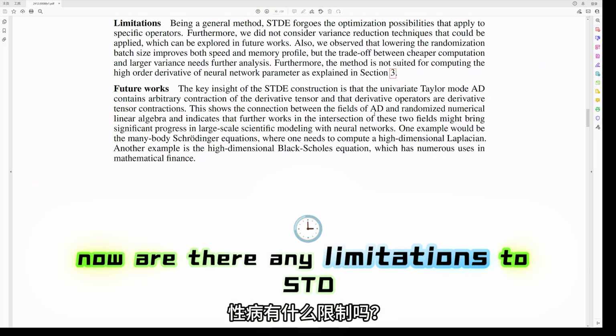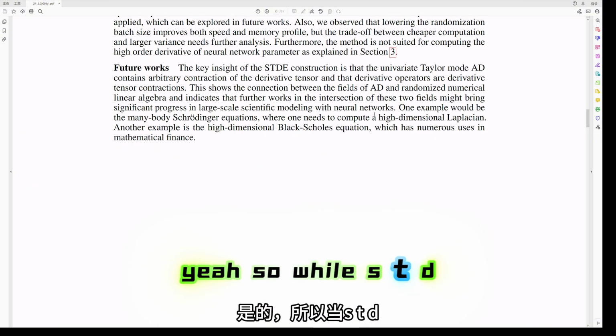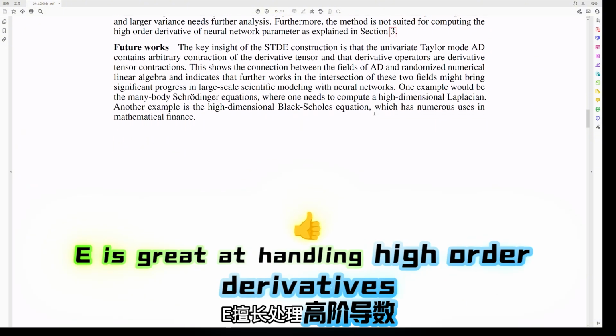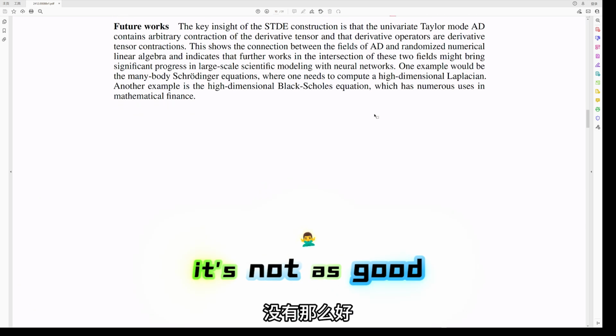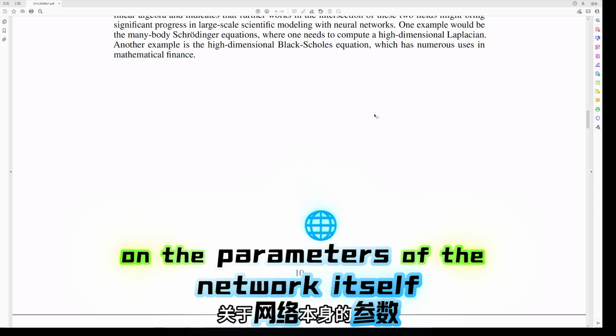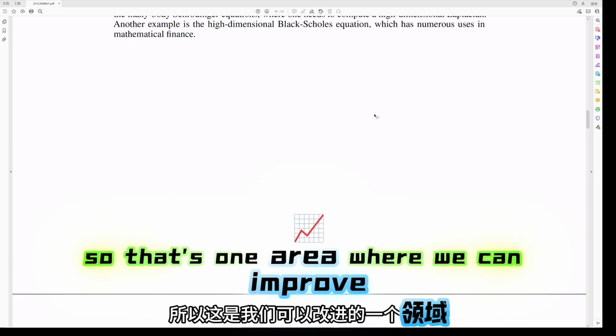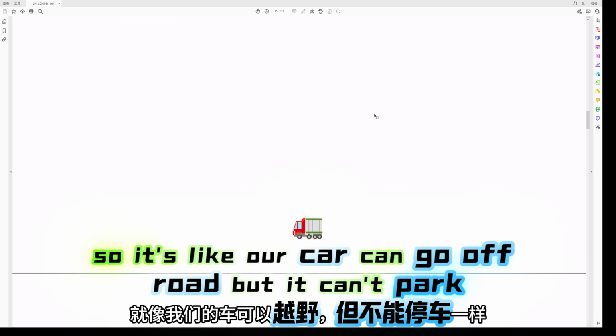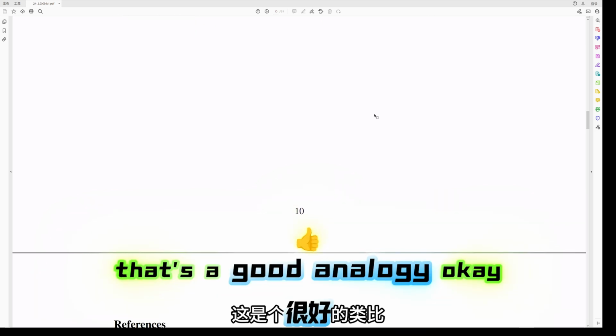Now, are there any limitations to STDE? While STDE is great at handling high-order derivatives on the input, it's not as good when we're dealing with high-order derivatives on the parameters of the network itself. So that's one area where we can improve. So it's like our car can go off-road, but it can't park. That's a good analogy.